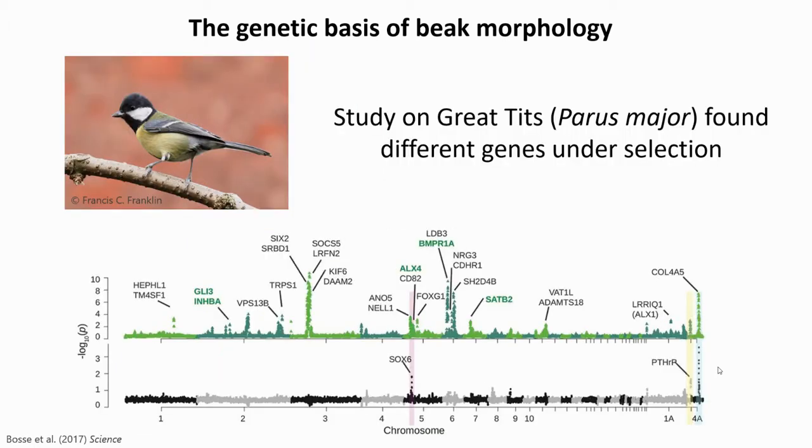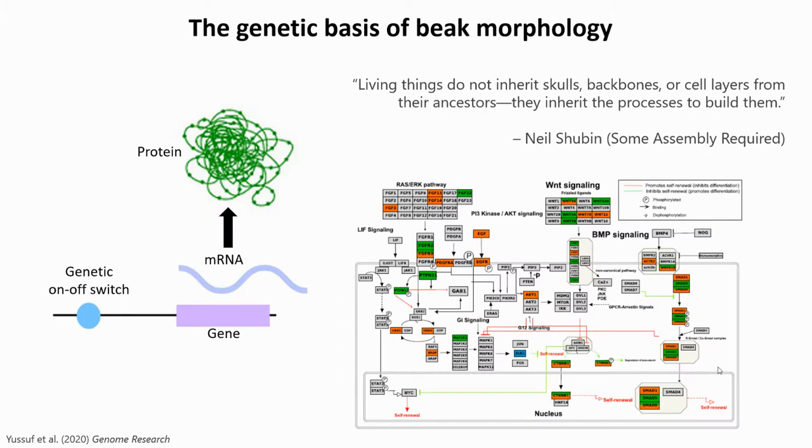Well, not so fast. A similar study on great tits found different genes under selection. It seems that beak morphology is determined by different genes in different species. So what's going on here? Well, a recent paper in the journal Genome Research provided a possible solution to this mystery. Instead of looking at the protein coding genes, the researchers focused on the genetic on and off switches that regulate gene expression. And they found several genetic pathways underlying the development of bird beaks in the embryo.